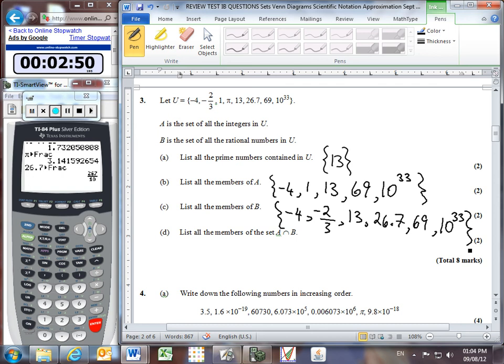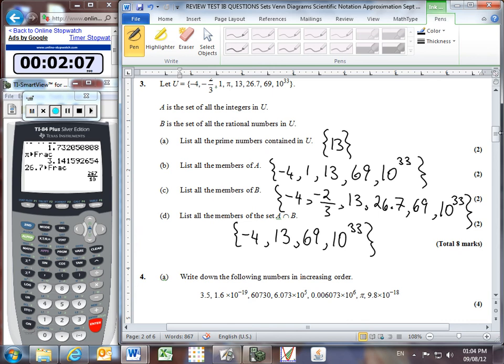Part D, list all the members of the set A and B. That is to say, what numbers belong to both sets, both A and B at the same time. So I look for the common overlapping elements. We've got negative 4. 1 does not appear in both. Negative 2/3 does not appear in both, but 13 does. 26.7 doesn't appear in both, but 69 and 10 to the 33 do. Those are our common elements that appear inside both circles, set A and set B, and thus they are the members of the set A intersection B.